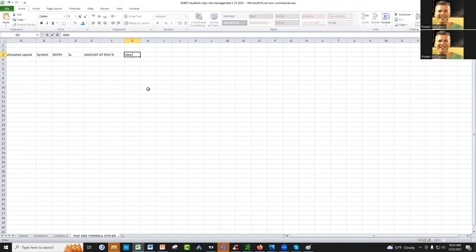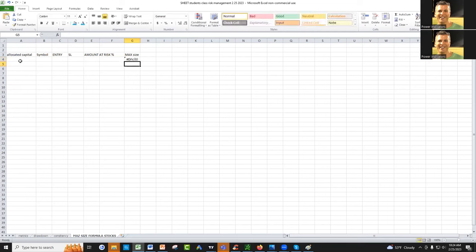ideal max, not ideal, it's the max size to the scenario, max size. Max size equal what? Amount at risk, this one, divided by what? The stop loss, this one, which is actually, no, hold on. Yes, that would be equal, amount at risk here, F4, divided by stop loss here, boom.